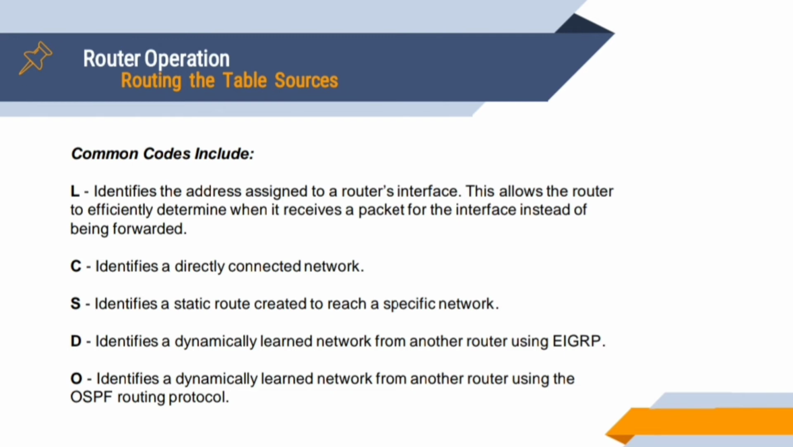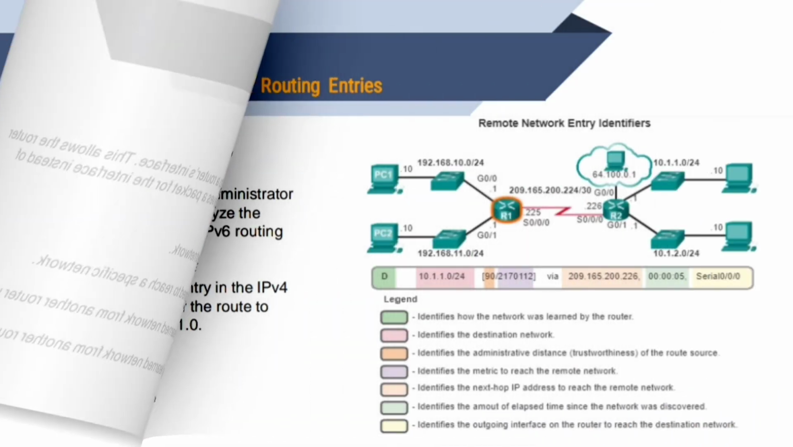Second, the letter C identifies a directly connected network. S identifies a static route created to reach a specific network. D identifies a dynamically learned network from another router using EIGRP. Lastly, the letter O identifies a dynamically learned network from another router using the OSPF routing protocol. Note that other codes are beyond the scope of this chapter.